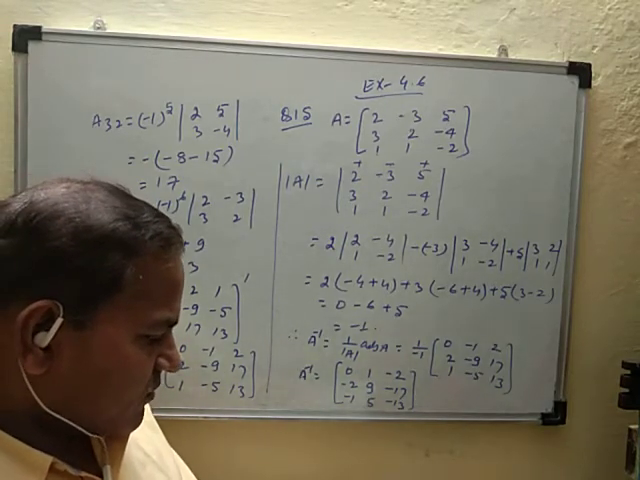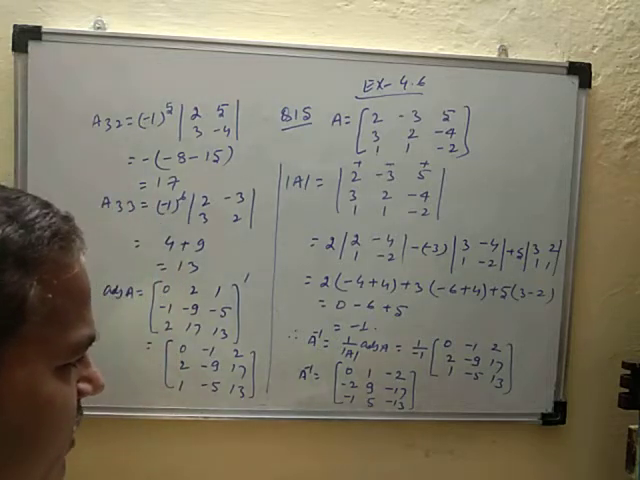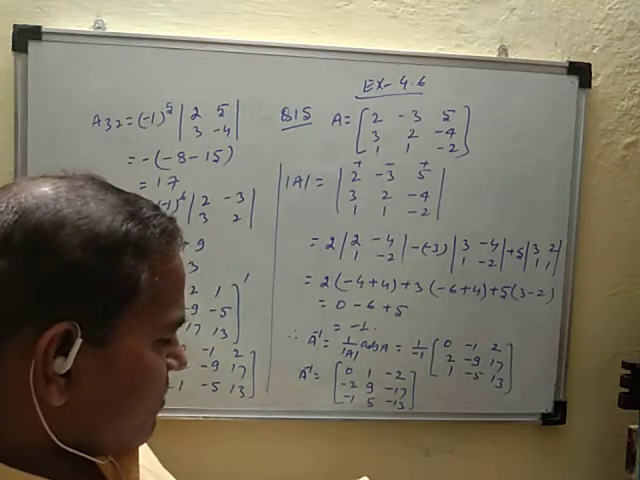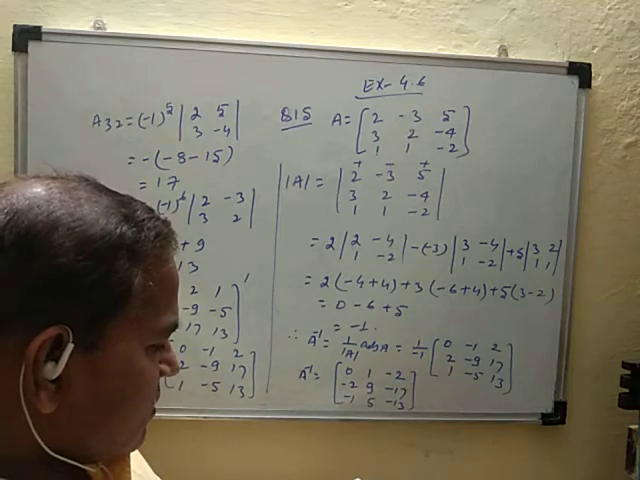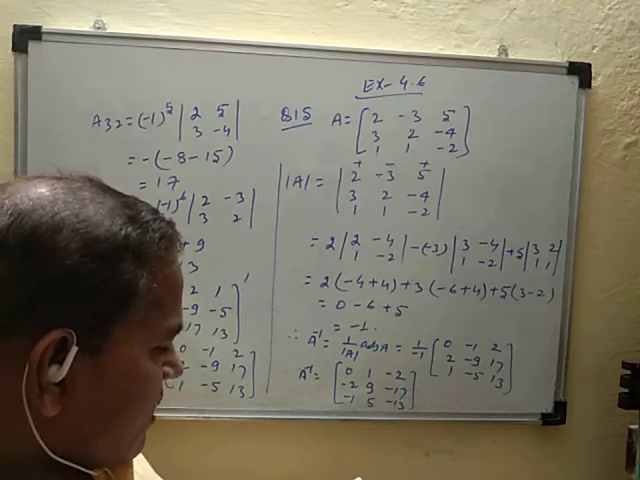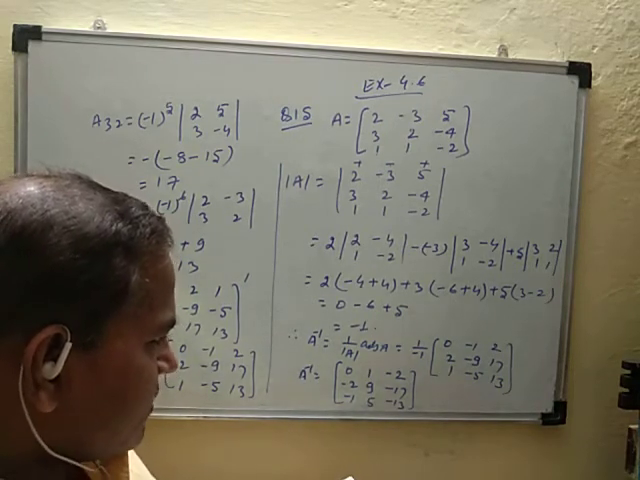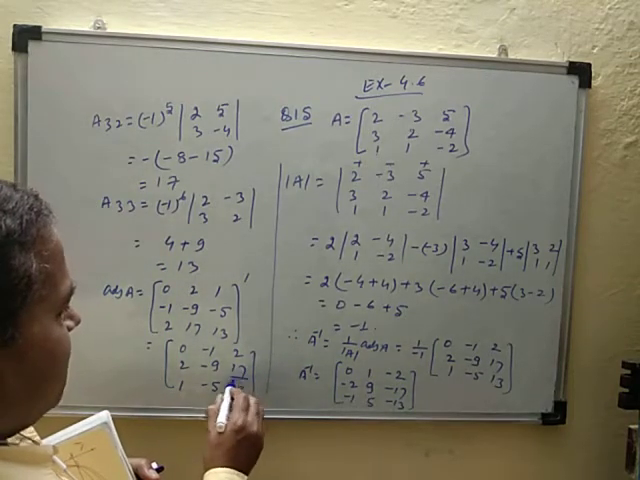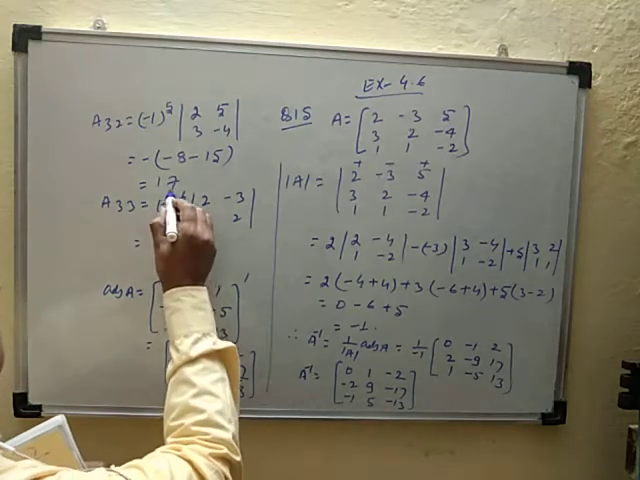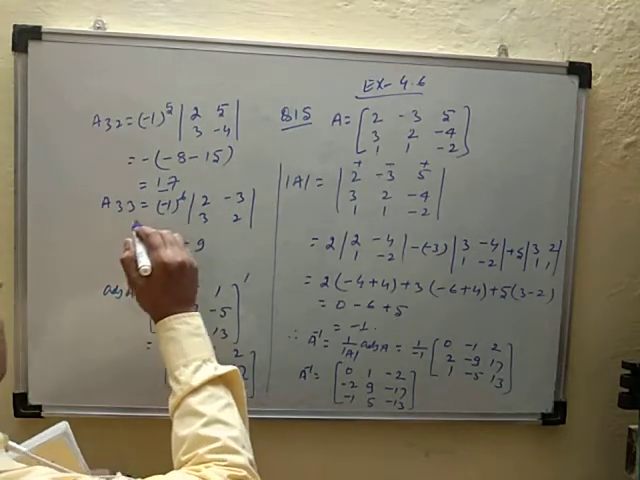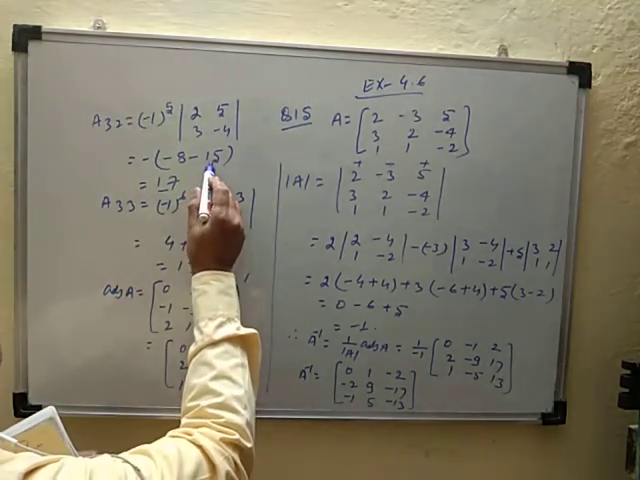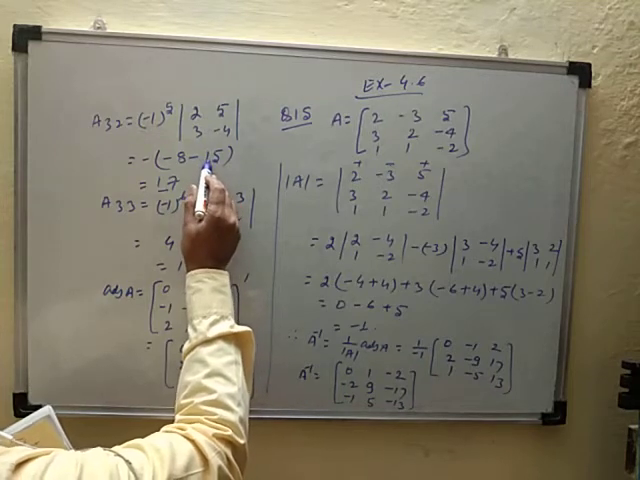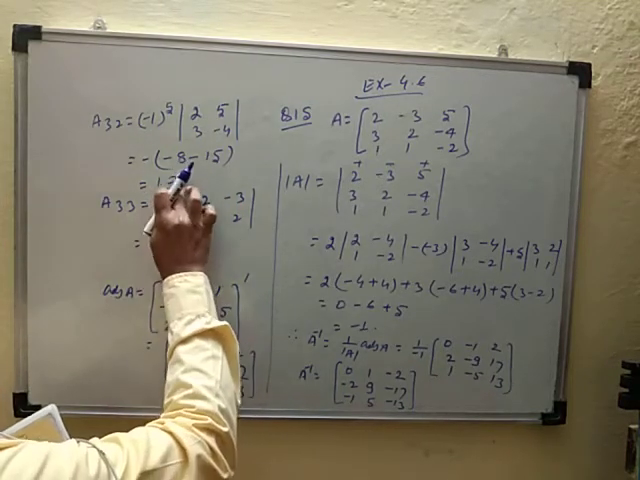4.6, question number 15. Check the inverse. 0, 1, -2, -2, 9, -23, 1 mistake, -5, -1, 5, -13, 3. This 17 is a mistake. Check that. There, 17. Here this 15, -15, -8. What is the value?